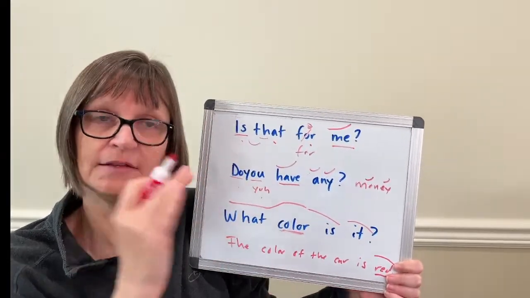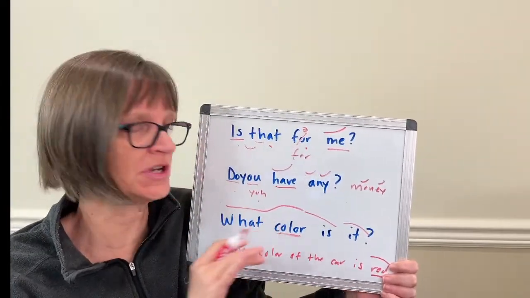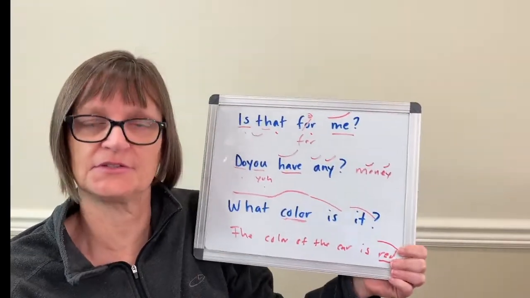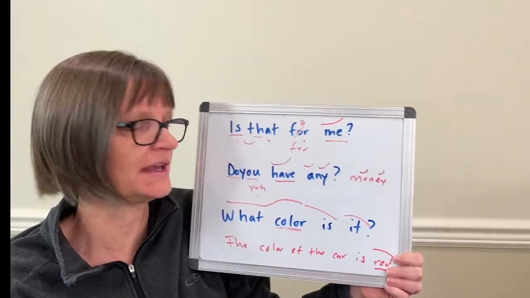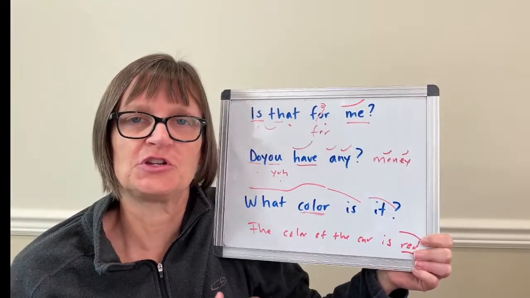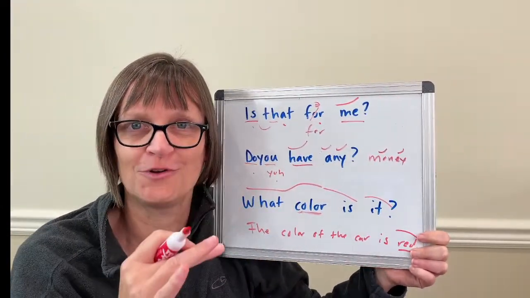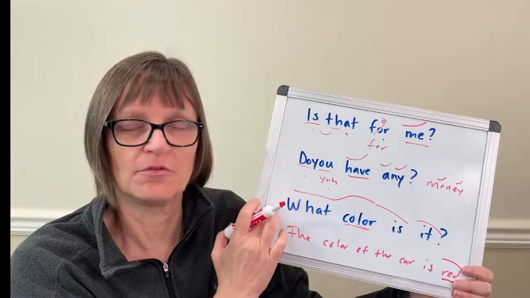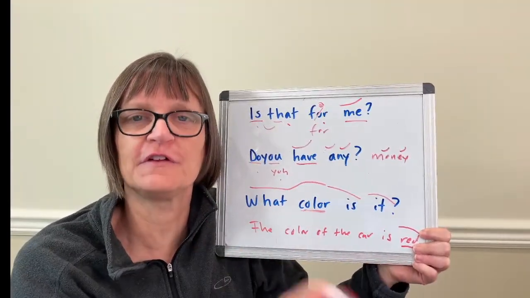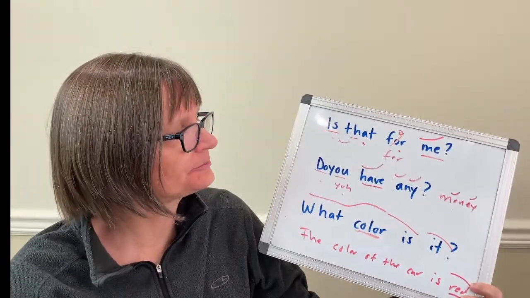Is it red? Is it for me? I'm rising up. A yes, no question. What color is it? Just same as the statement. The color is pink. The color is red. So two basic patterns to know about. Yes, no questions rise up on the stressed word and all words after. And WH questions and statements fall off after the stressed word and at the end of the phrase.